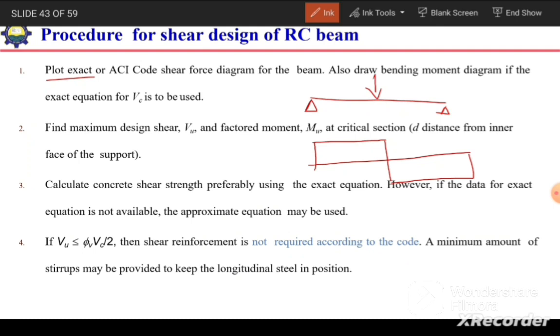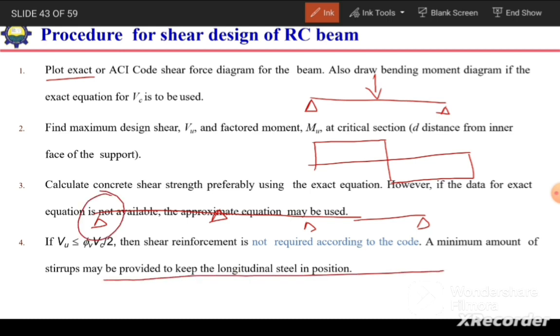Or if we have a continuous beam, in that case the exact shear force diagram will become a difficult one, so we can use the ACI coefficients to draw the shear force diagram for such a beam. The ACI coefficients are given for the exterior support, interior supports, and for the different end conditions, so we can use those coefficients to draw the shear force diagram.